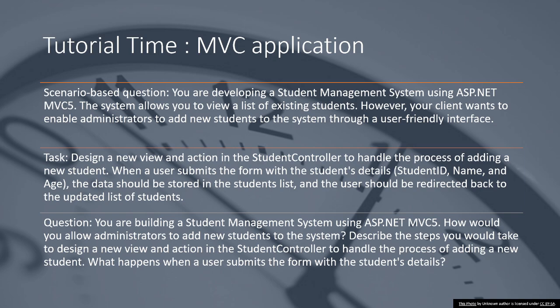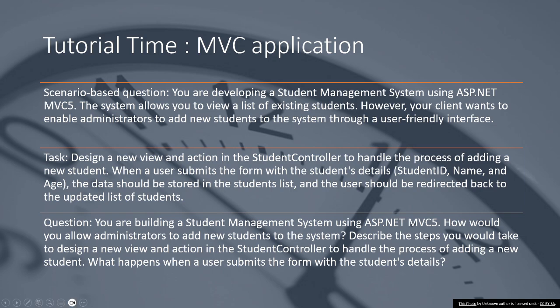So you're basically a developer in a company that has students, hopefully a university, and you want to make a system to view the list of existing students. You want a system that enables you to view the students entered in the system and be able to edit, delete, and update that data. So the task is to design a new view and action in the student controller to handle the process of adding a new student. When a user submits the form with the student details, student ID, name, and age, the data should be stored in the students list and the user should be redirected back to the updated list of students.